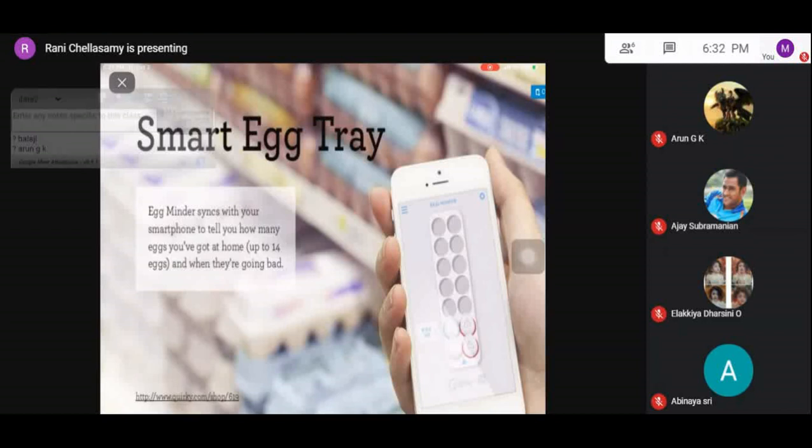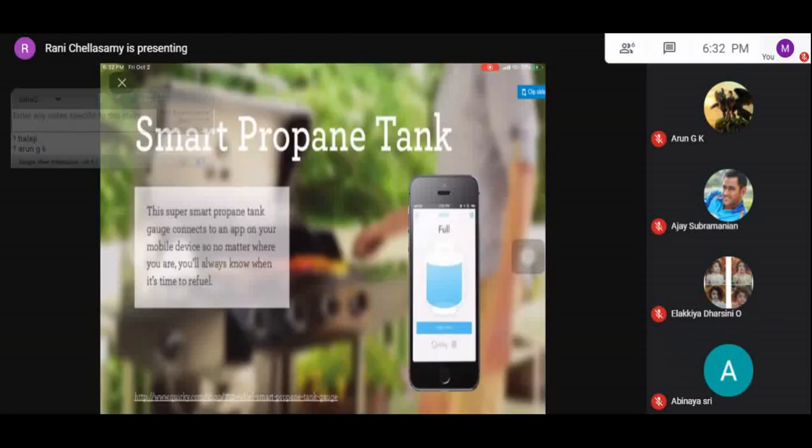Okay, the next smart propane tank. So this super smart propane tank watch connects to an application on your mobile device. So no matter where you are, it will always know when it's time to refuel. When the fuel is empty, it gives an alert to the person to refuel it. Okay.